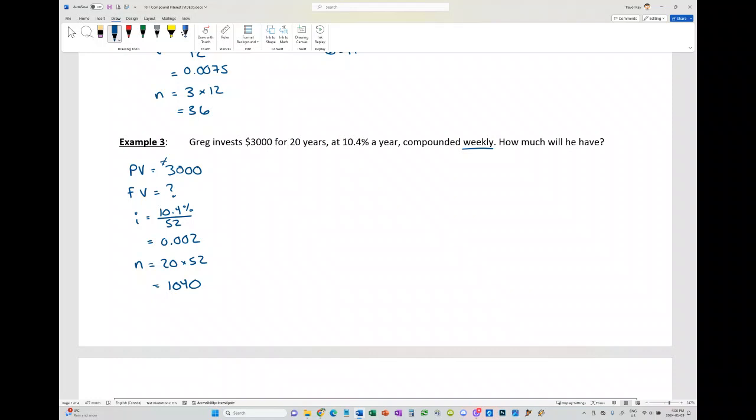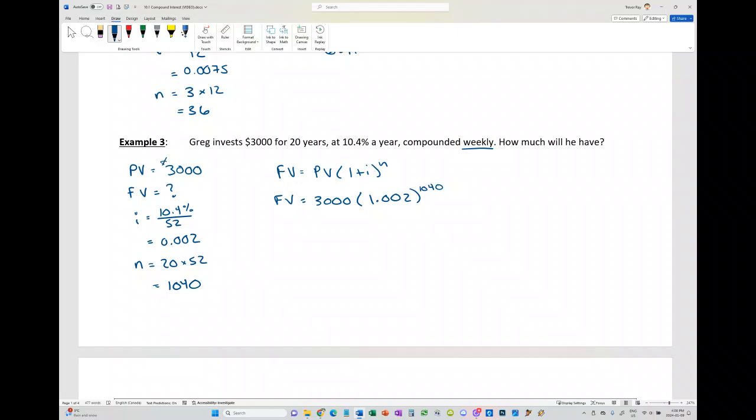We'll start off with the equation again. It's off the screen, but that's okay. I remember future value equals present value times 1 plus i to the exponent n. And for us, that's going to be 3,000. Again, I do the bracket all at once when I plug the number in because it's easy to add 1 to a number. So that'll be 1.002 to the exponent 1040.